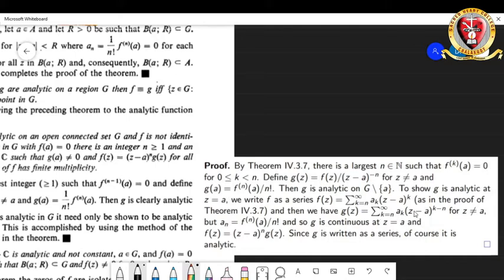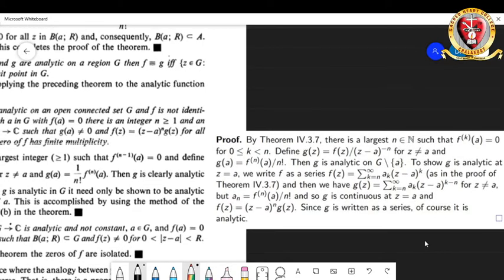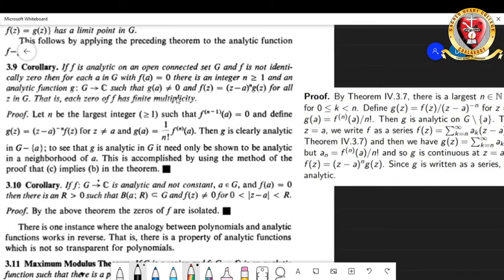So by the definition of g, we know that this will be continuous at z equal to a, and of course f of z is equal to (z minus a) raised to n into g of z. So g being written as such a series, it will be analytic. So this proof is almost like an outline as we had seen in theorem 3.7. You can rigorously write it out and prove it. That is what you have to do there for corollary 3.9.